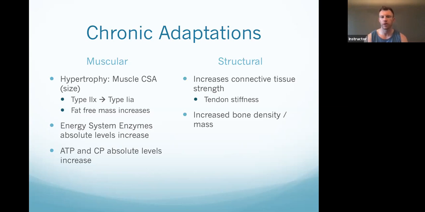Again, chronic, you got muscular, and then we'll look at structural. So muscular, again, your muscle size, hypertrophy, should go up. Your type 2Xs might become more type 2As. Again, you have to train power to keep your power, which would be type 2X. Fat-free mass increases, as we talked about. Your energy systems are going to be more efficient. The enzymes used for those chemical reactions are going to increase. And then structurally, again, connective tissue, tendon stiffness, which is going to help with force production. That's going to be huge.